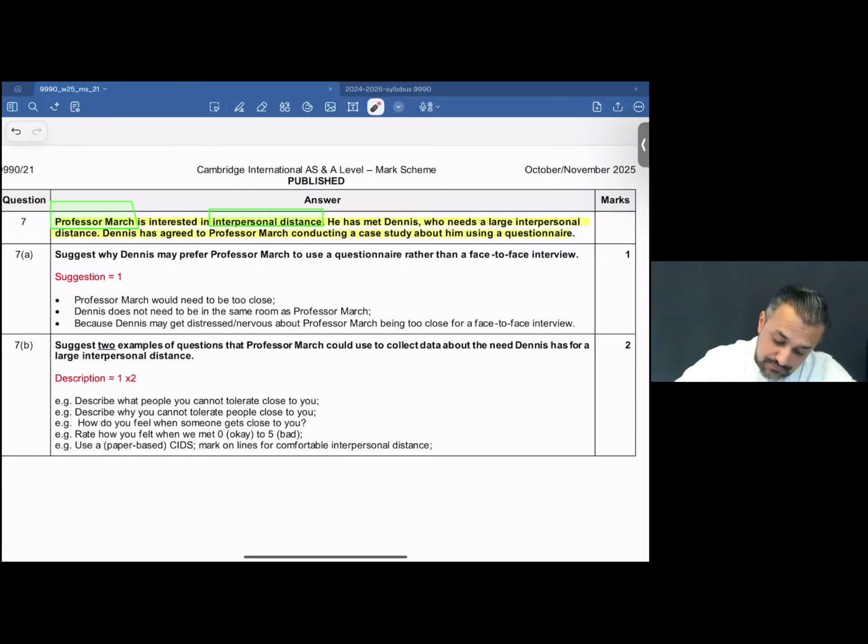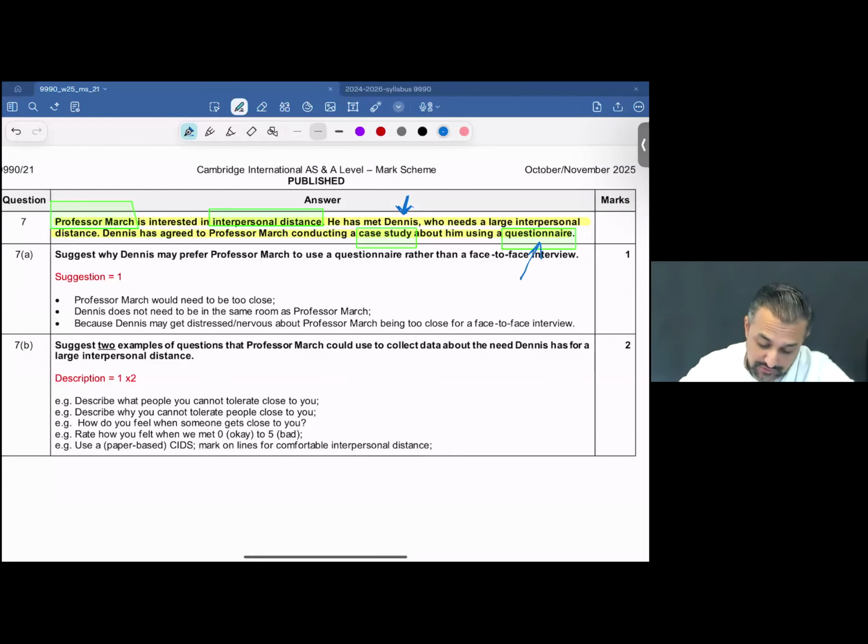So a case study is what we're looking at. And of course, case study is not a data collection technique. And when you're using a case study, you are typically focusing on a single individual or a small group. And that person over here is Mr. Dennis. And when you're using a case study, you ought to have external data collection techniques. And in this case, Dennis has agreed to participate and be a subject for Professor March, and they decide on collecting data through a questionnaire.